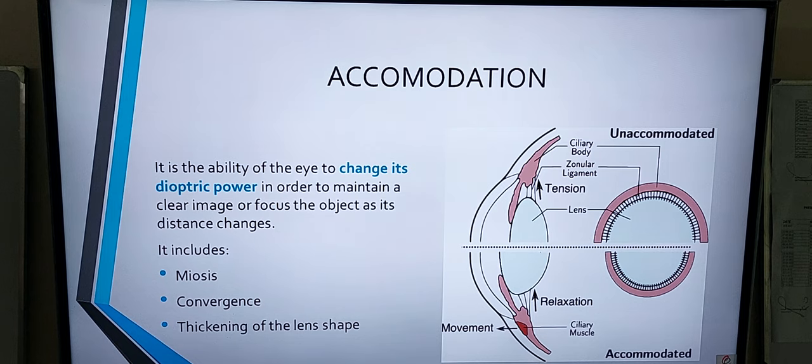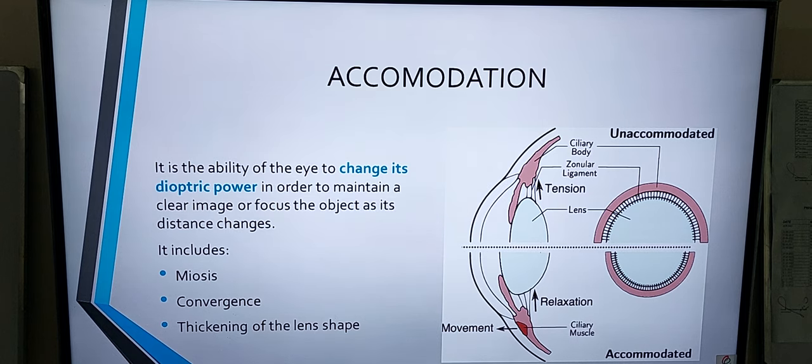Okay, so what is accommodation? It is the ability of the eye to change its dioptric power in order to maintain a clear image or focus the object as its distance changes. Accommodation involves a triad of three things: miosis, convergence, and the thickening of the lens shape.